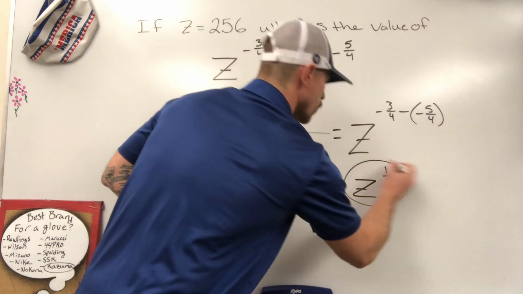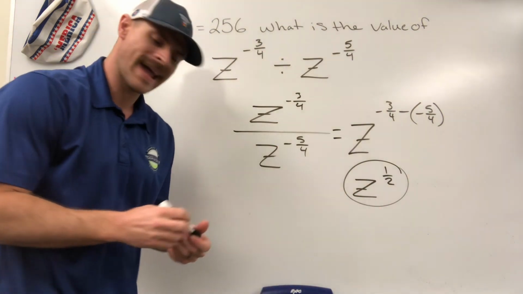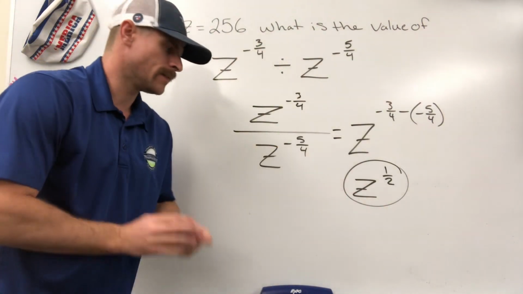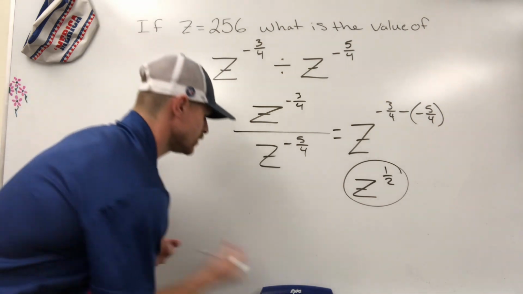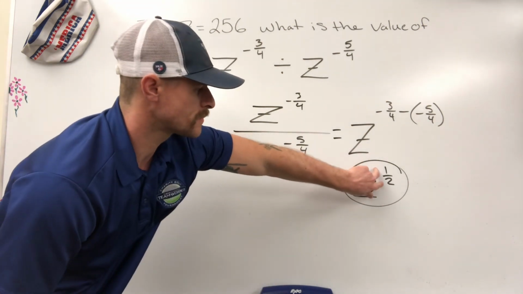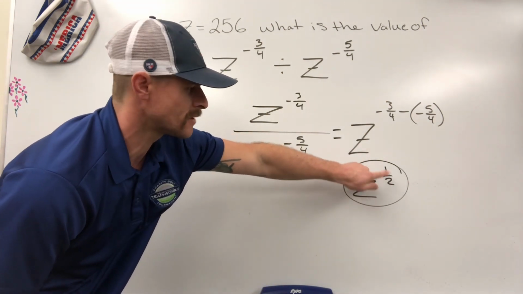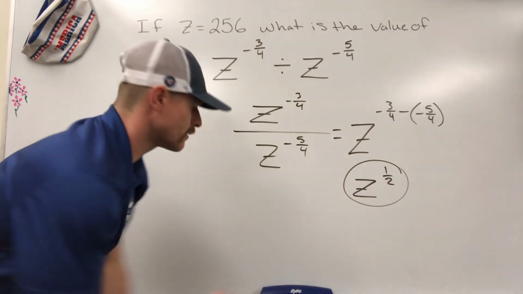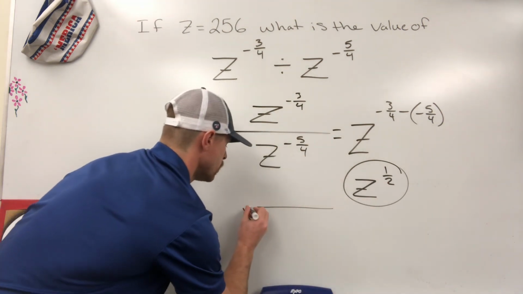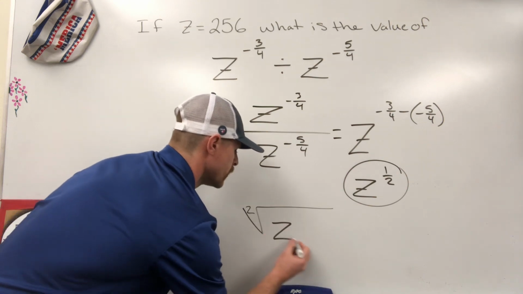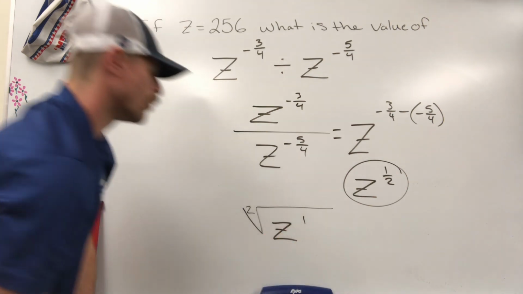And now we need to know how to write this out. 1/2 as a fraction given as an exponent basically just means, remember, fractional exponents: numerator goes inside the radical, denominator is going to go outside of it. So basically the 2 goes there, the base z goes there, and we put a 1 right here.